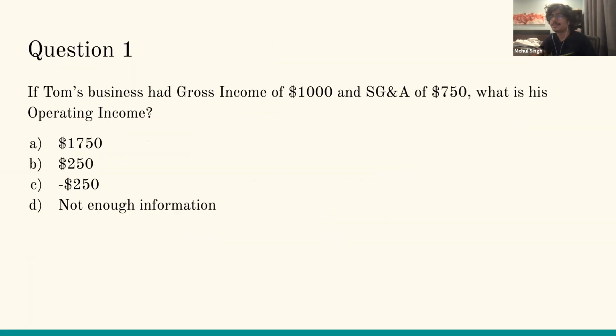Okay. So question 1: if Tom's business had a gross income of $1,000 and a SG&A of $750, what is his operating income? B. Yeah, correct.